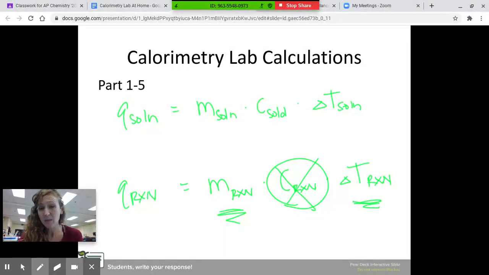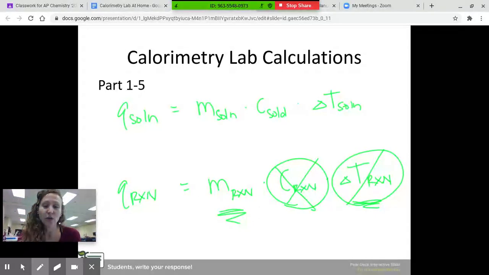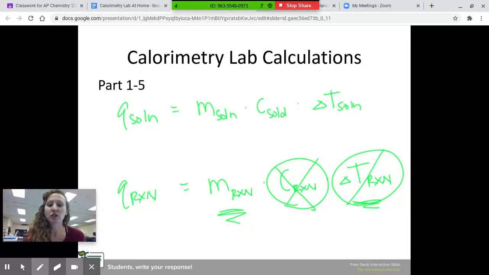We don't really have a temperature change for the reaction, right? We didn't track the temperature change of the hydrochloric acid or the sodium hydroxide by themselves. We tracked the temperature change of the solution. So really the only one you can calculate is Q of the solution. So let's go ahead and do that for the three.